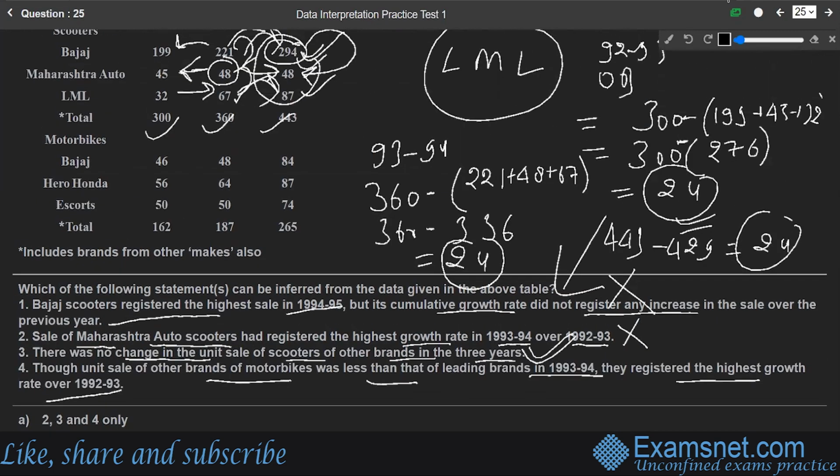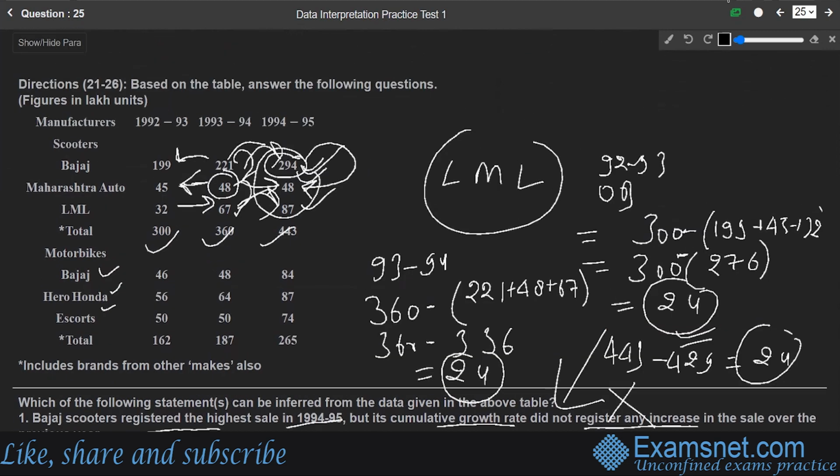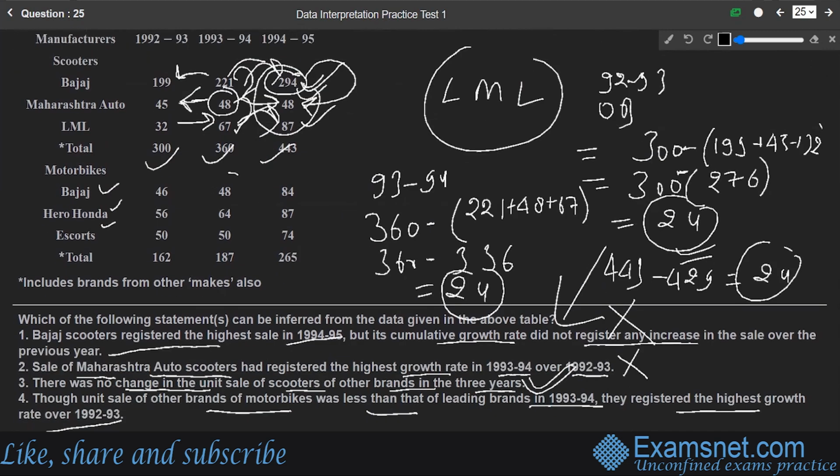So we can compare this data. He's saying the leading motorbike brands registered the highest growth rate. The motorbike brands are Bajaj, Hero Honda, Escort, and we have to compare for 93-94 only, which is the middle one. So we have to see what is the growth rate here. The unit sale of other brands of motorbike was less than that of leading brands in 93-94, but these three only registered the highest growth rate over 92-93. So we have to compare whether they registered the highest growth rate.